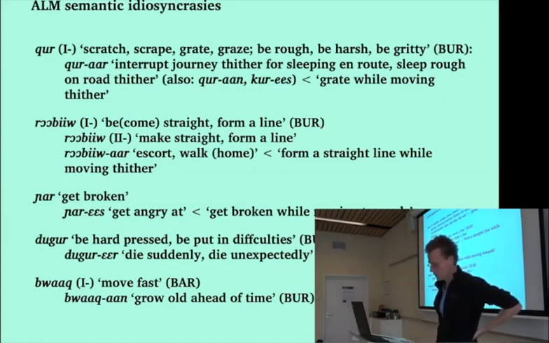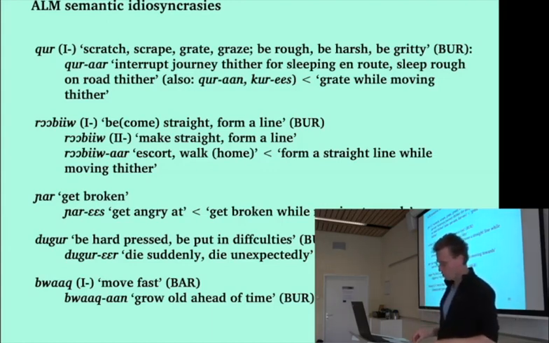experience. So the verb qur, in 26 in your handout. The verb qur, to grate or to graze or to be gritty, derives centrifugal, centripetal, and terminative alm stems. And for example, the centrifugal associated locomotion stem qurar means to interrupt a journey thither for sleeping en route, or to sleep rough on the road thither. And the idiosyncratic semantic addition of the notion of a journey here and its grittiness caused by an uncomfortable interruption in having to sleep en route represents a common frame of experience.